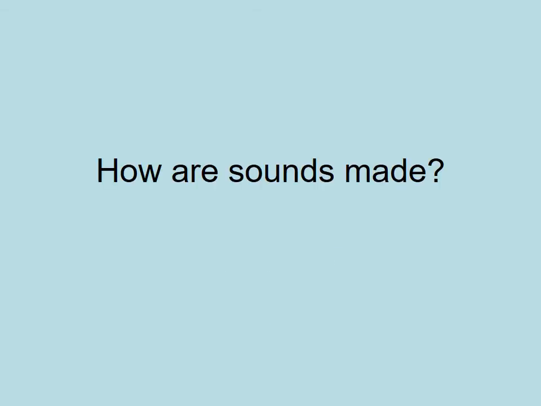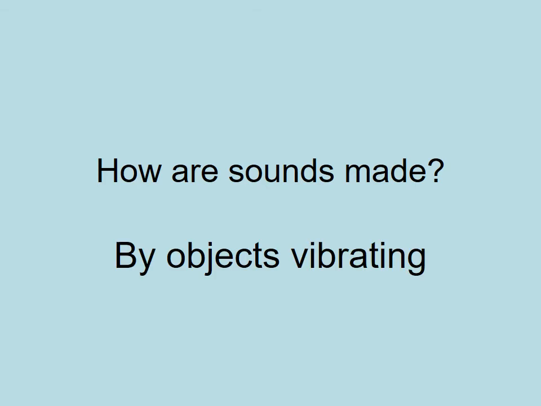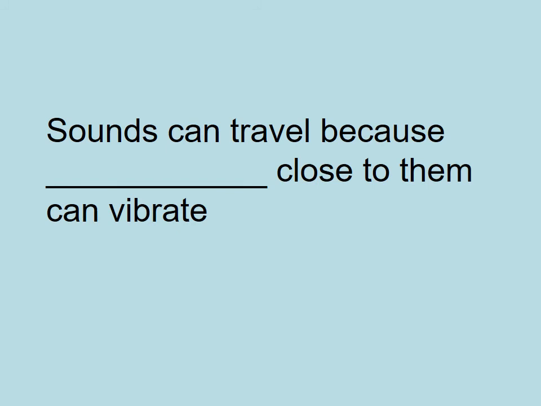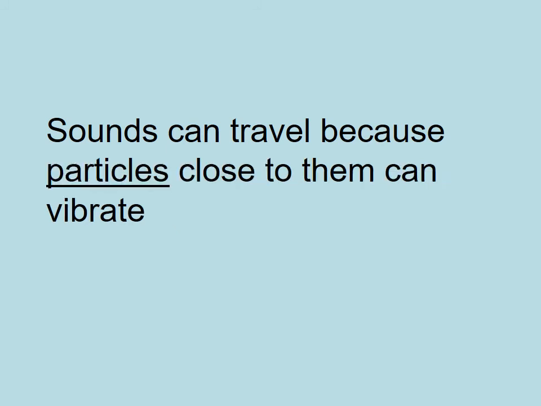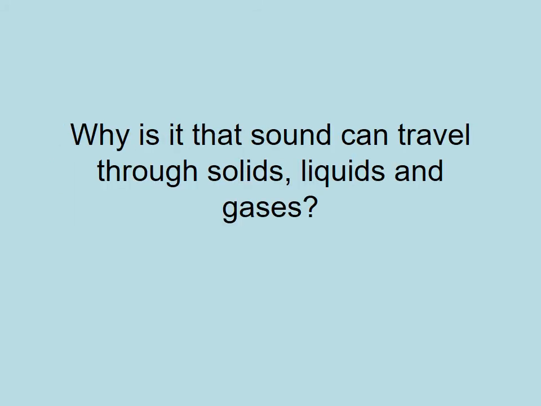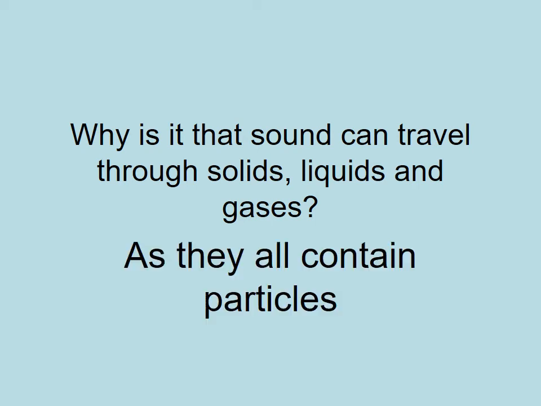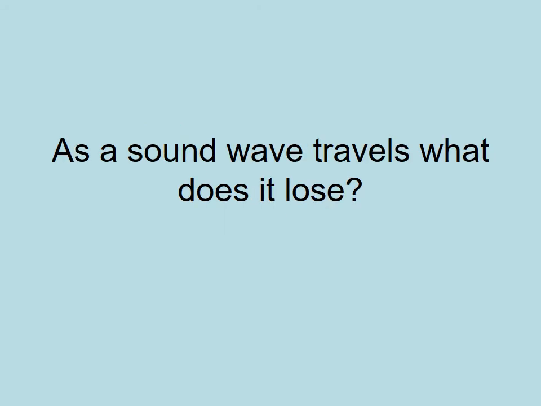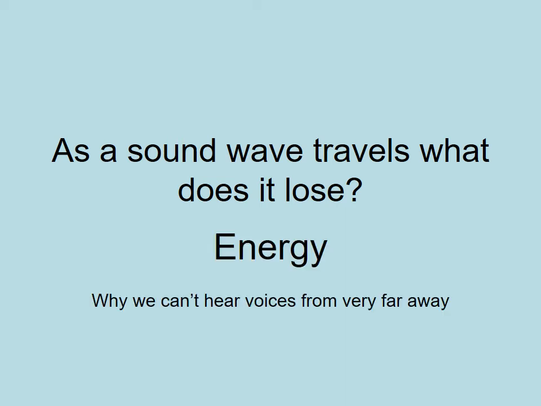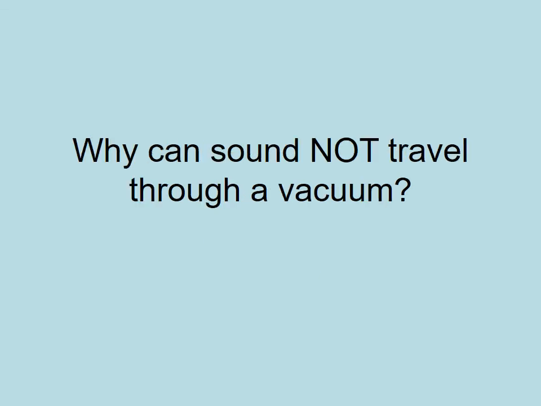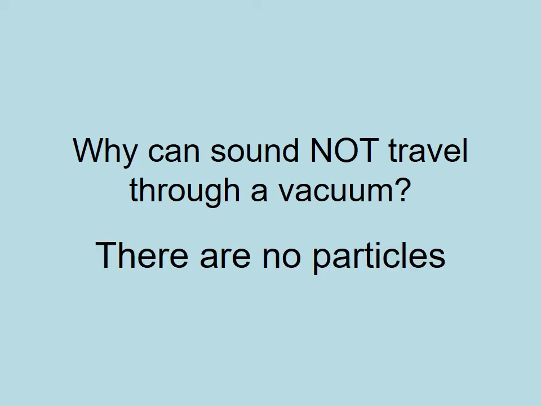How are sounds made? Sounds are made by objects vibrating. Sound can travel because particles close to them can vibrate. Why is it that sound can travel through solids, liquids and gases? Because they all contain particles. As a sound wave travels, what does it lose? Energy. This is why we can't hear voices from very far away. Why can sound not travel through a vacuum? Because there are no particles.